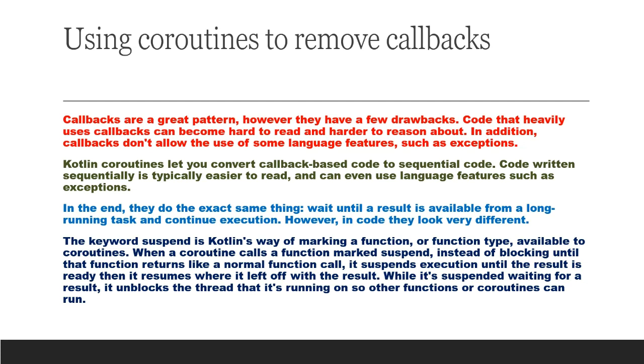That's an important term after your asynchronous task, as we discussed. Under that we have callbacks also. Callbacks are a great pattern, however they have a few drawbacks. Code that heavily uses callbacks can become hard to read and harder to reason about. Actually, I am explaining these small things under coroutines because of our next session, which is the new app architecture or the layers. That's very useful, and you can see how we can implement it there. So callbacks are also useful.